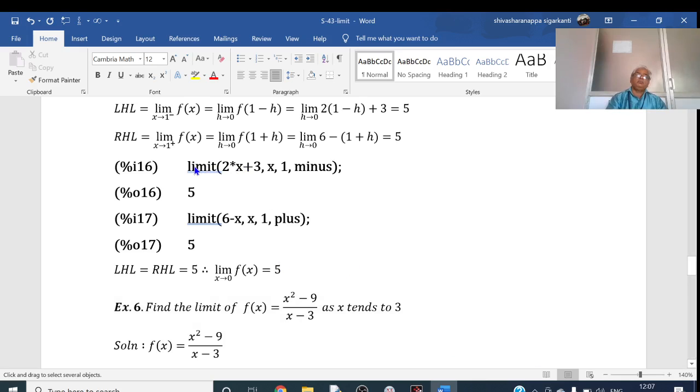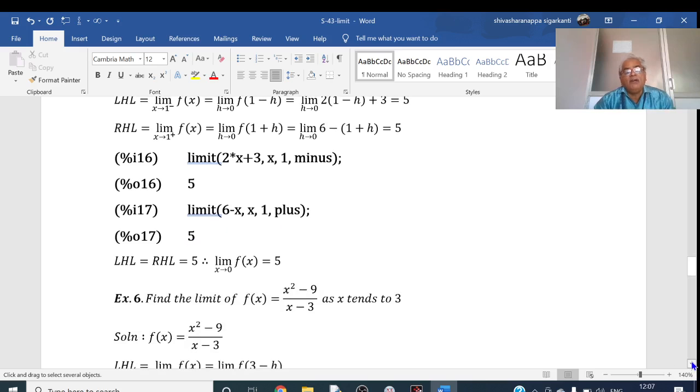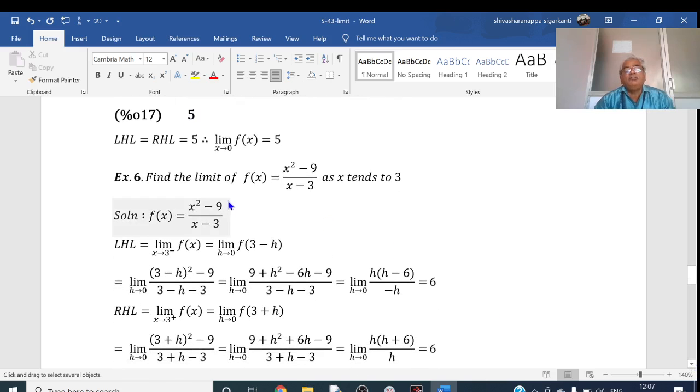So here we can apply this theorem. We are getting left hand limit equal to 5, and right hand limit also equal to 5. Next example. Find the limit of f of x equal to x square minus 9 divided by x minus 3 as x tends to 3. So f of x is equal to x square minus 9 divided by x minus 3.